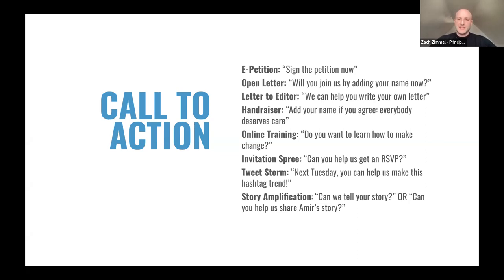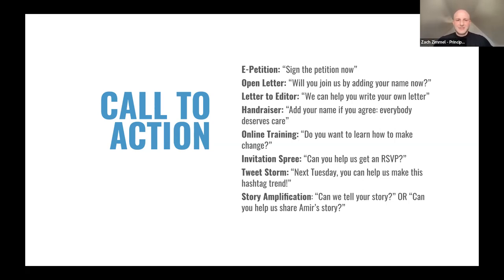A tweet storm is when we try to get a specific message trending on Twitter. And so we might reach out to our community and say, next Tuesday at 10 a.m., we want as many people as possible to use this specific hashtag so that we can show how big and powerful our movement is. We help our community and remind our community to be online at the same time, engaging with the same hashtag.